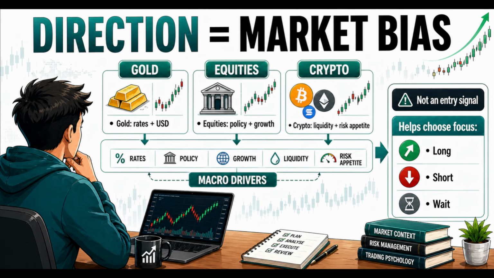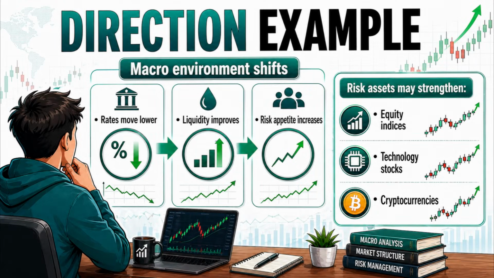The goal of the direction layer is not to generate trade entries. Instead, it helps identify the general market environment or bias. Understanding the environment can help traders decide whether it may be more appropriate to focus on long opportunities, short opportunities, or sometimes remain patient.